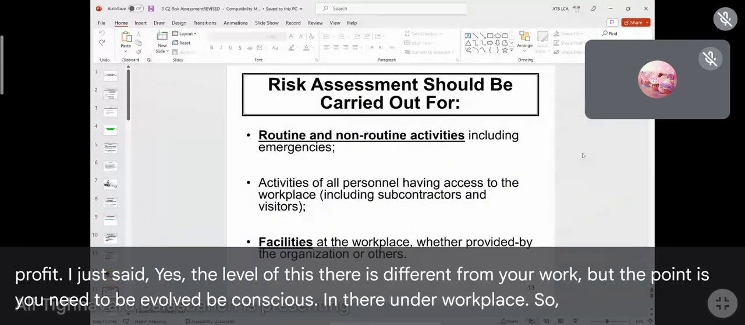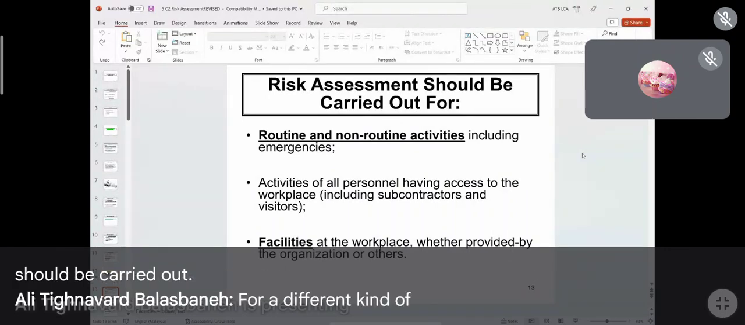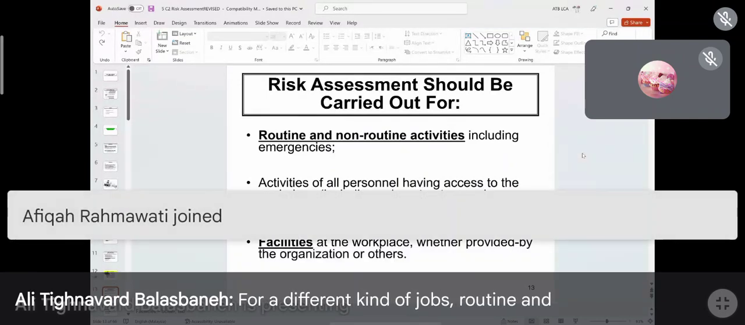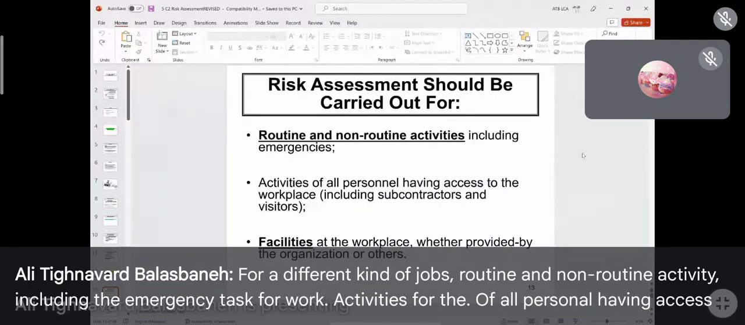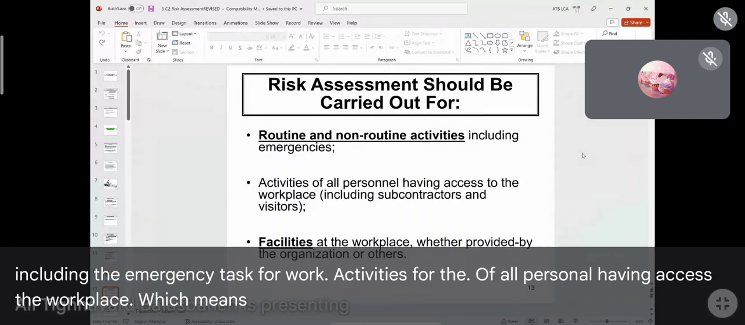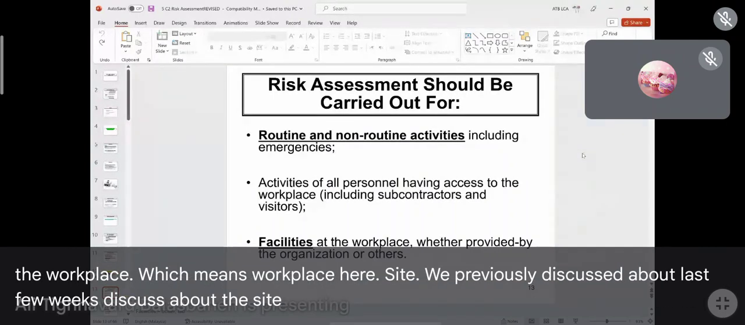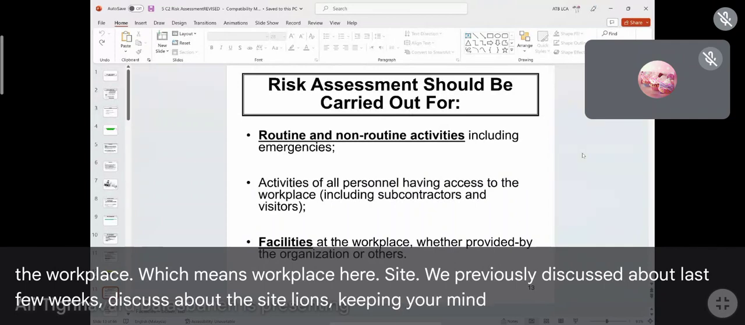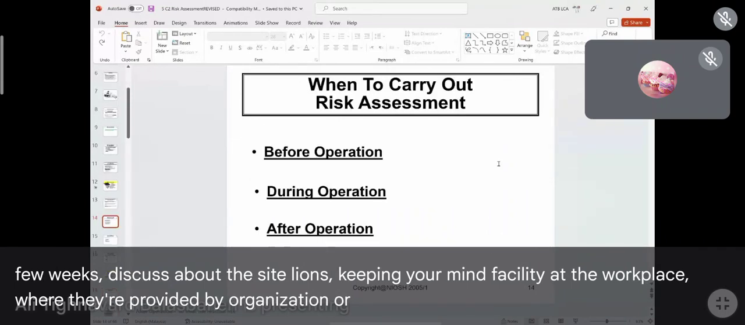So, risk assessment should be carried out for different kinds of jobs, routine and non-routine activity, including emergency tasks or work. Activities of all personnel having access to the workplace, which means the site. We previously discussed the site layout, keep that in mind. Facilities at the workplace, whether provided by the organization or others.